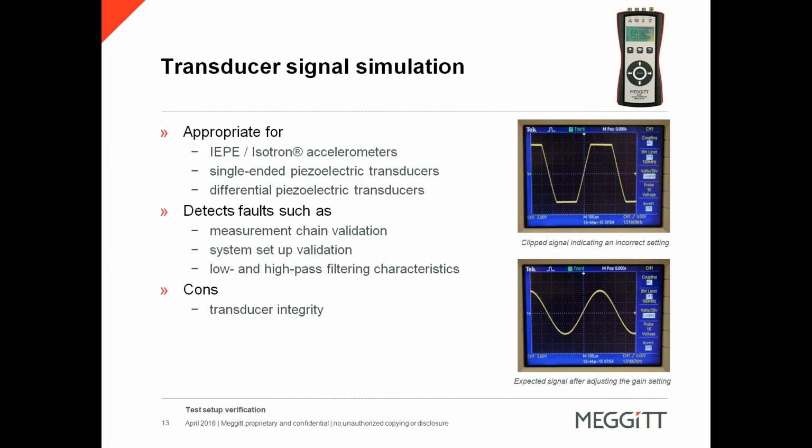Out-of-band frequencies, up to 20 kHz with a 4830B type device, can also be simulated to validate the low-pass filtering of the system. Again, from a calibrated device, the signals are simulated and can identify environmental noise induced into the measurement chain. In the example, an inappropriate gain setting in the system clipped the signal that was simulating the expected event. Once this was identified, the gain was adjusted appropriately to allow a clean signal to be measured.